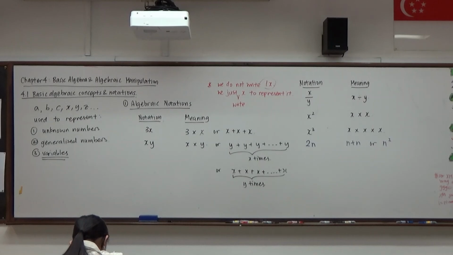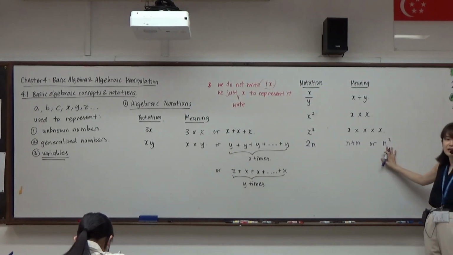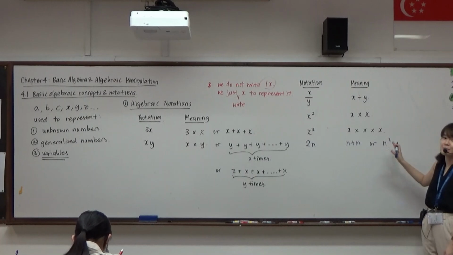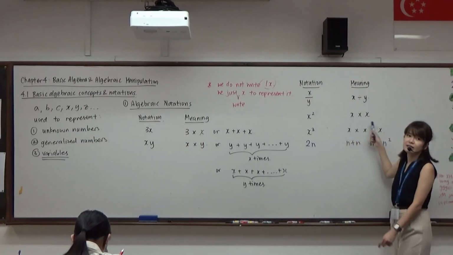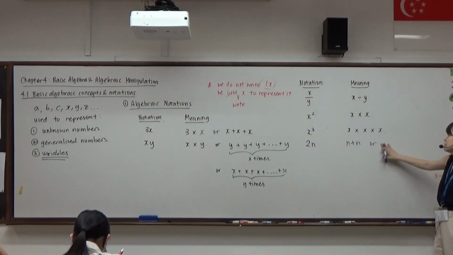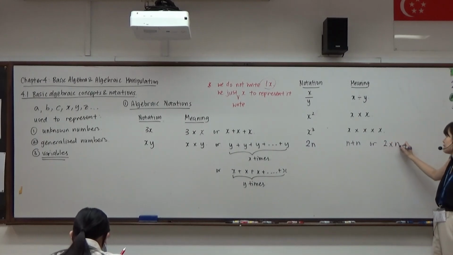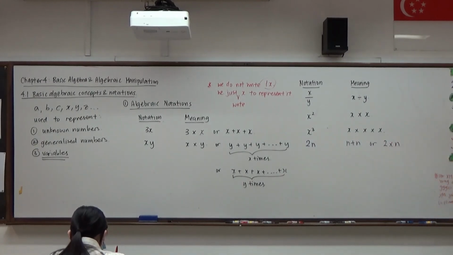Sure or not? No. Okay, yes, Kaylin, yes. 2 times n, right? Okay. n square, okay, Lucas, n square means n times n. It is not the same as 2n or 2 times n.